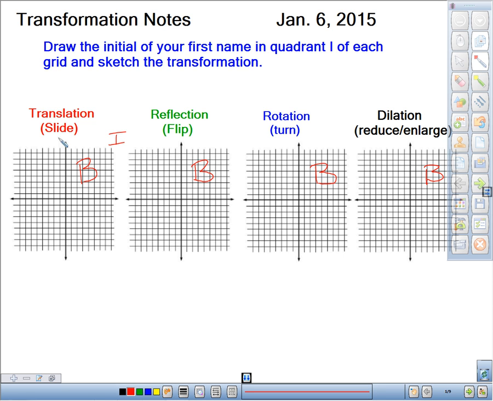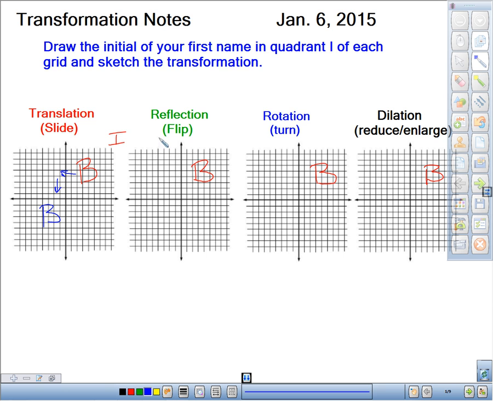Another word for translation is a slide. In other words, I'm simply going to slide my B around the coordinate plane, but the orientation is going to stay the same. In other words, it's not going to rotate any. So, for example, if I wanted to translate this left and then down, I would say I'm going to go left so many units and then down so many units. Maybe my new B ends up here. Or if I wanted to go up and to the right, we could do that too. But again, notice the orientation's the same. It still looks the same. A B is a B.